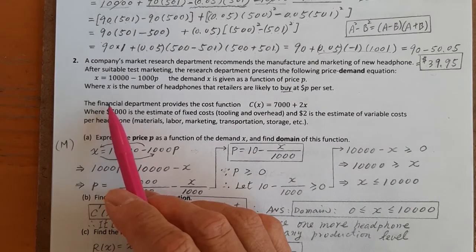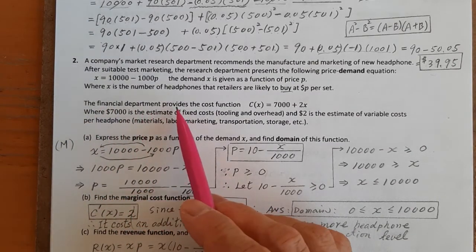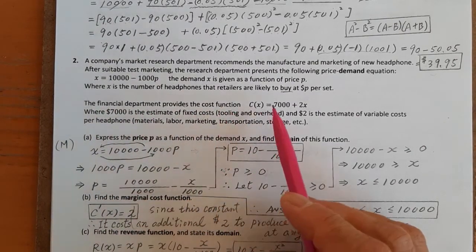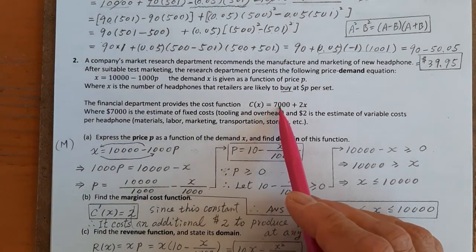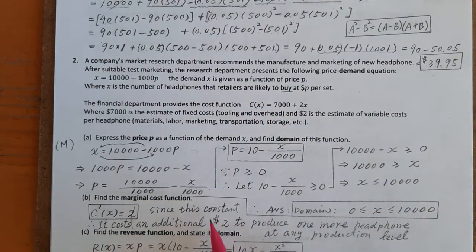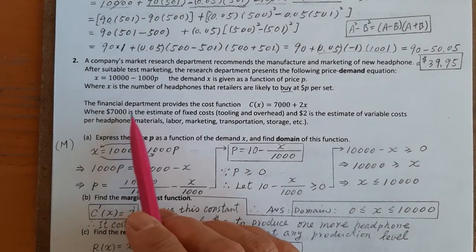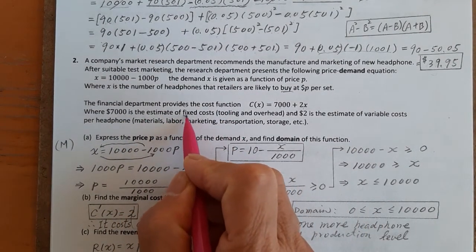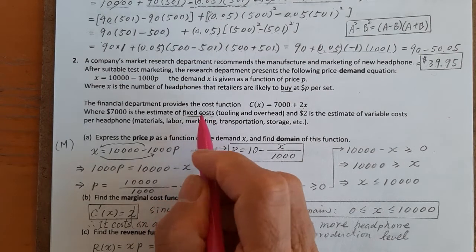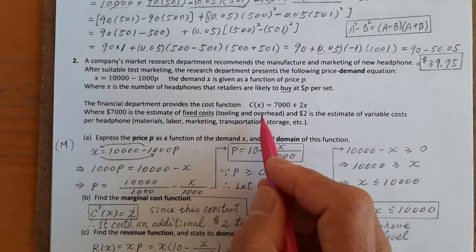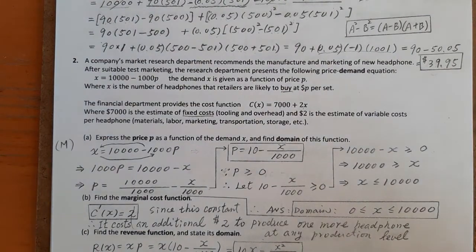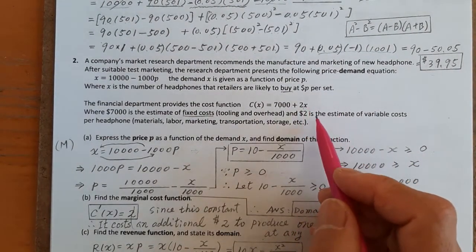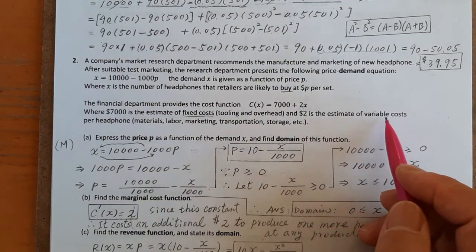And the financial department provides the cost function. The cost function is C(x) equals 7,000 plus 2x. 7,000 is the estimate of fixed cost, for example a rental fee or overhead fixed cost. And the $2 is the estimate of variable cost.